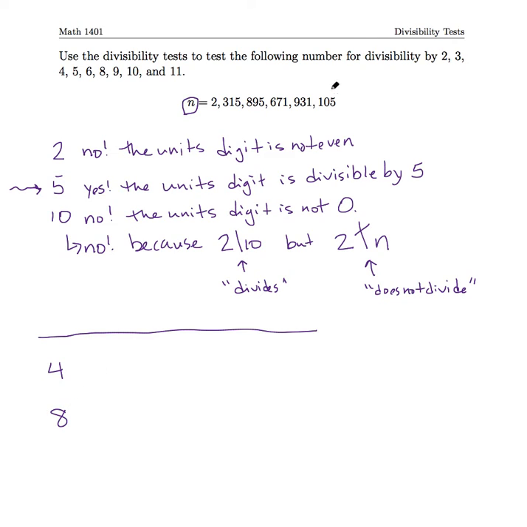For 4, we look at the last 2 digits of our number. I go up to my number, and I see that the last 2 digits are 0, 5. And so the answer here is no, and the reason is because 4 does not divide the number 5, or 05. These are the last 2 digits.